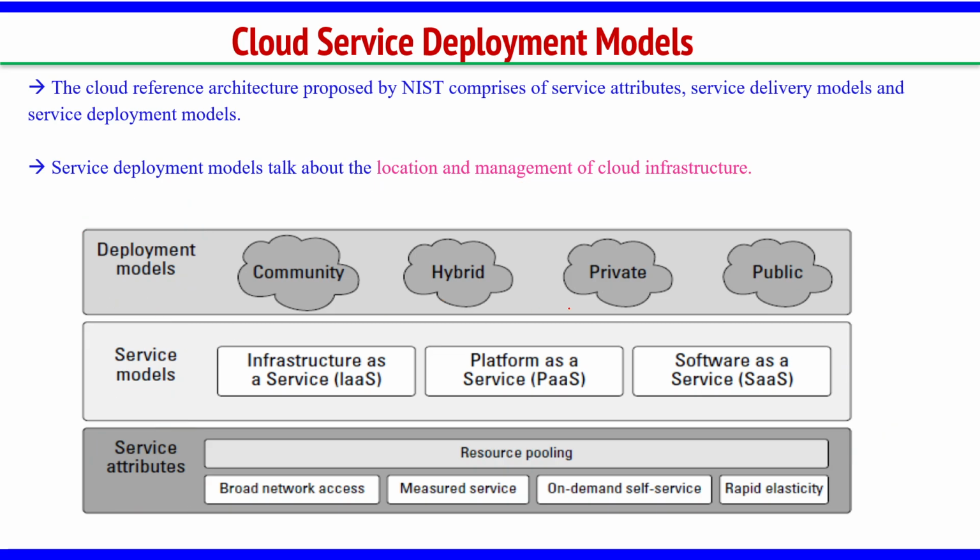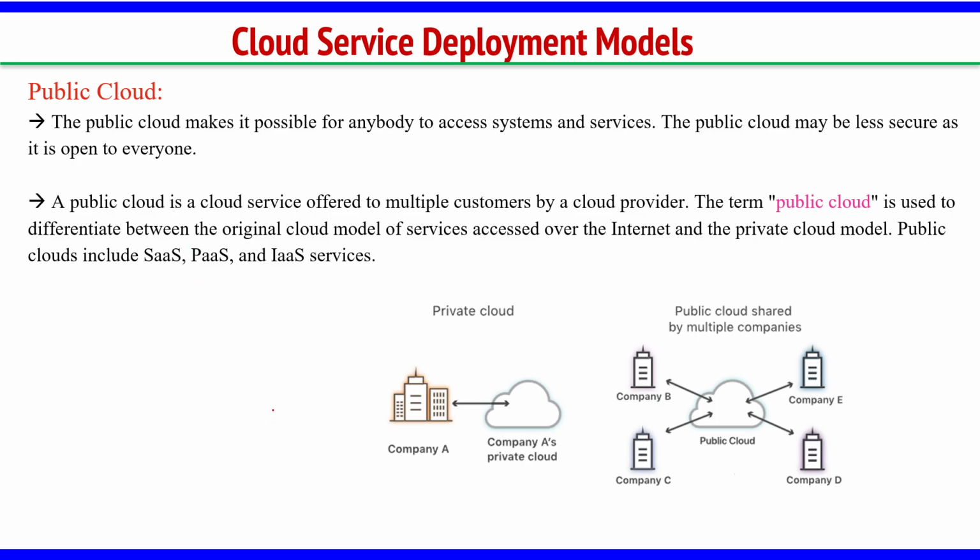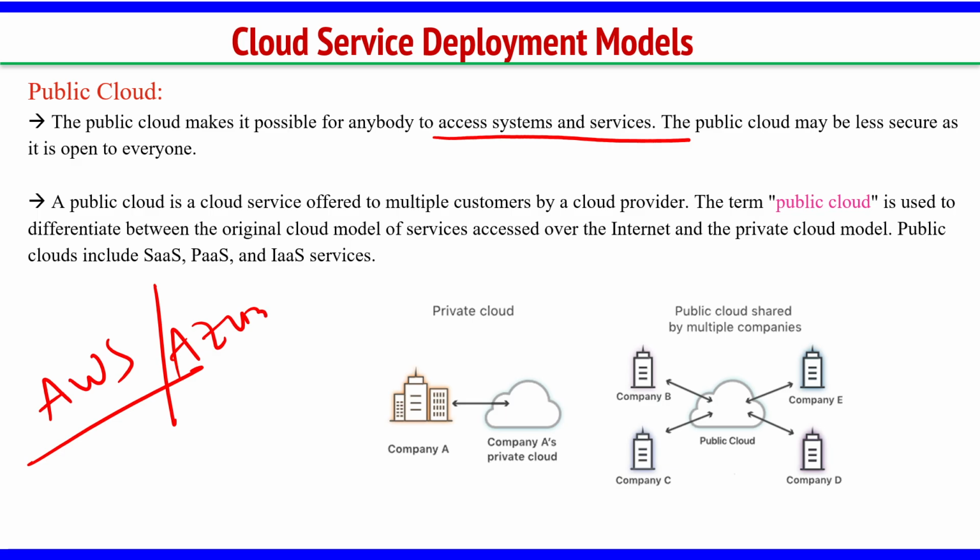So we have 4 different cloud deployment models: public, private, hybrid and community. Let's talk about each one of them. The first one is public cloud. The public cloud makes it possible for anybody to access systems and services. I will say AWS is a public cloud because anybody can access it. Anybody can log in and create an account, and in fact Azure and GCP as well. If they want to deploy some application or store some data, anything can be done.